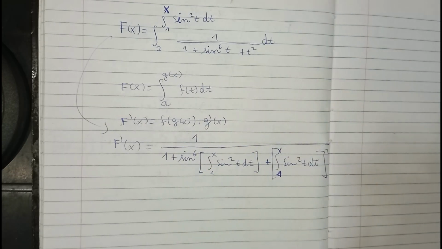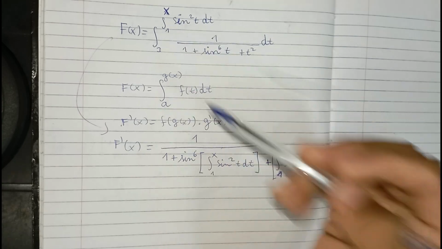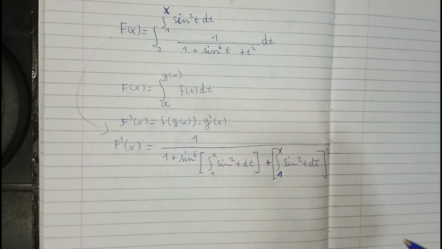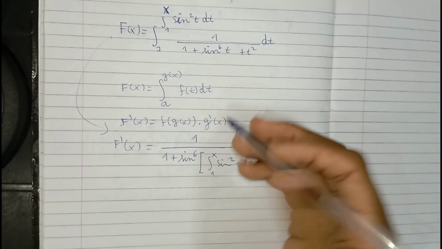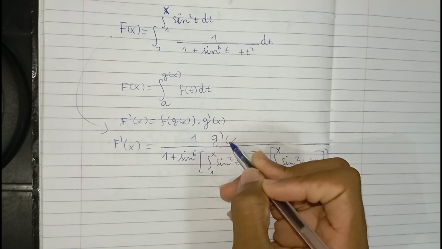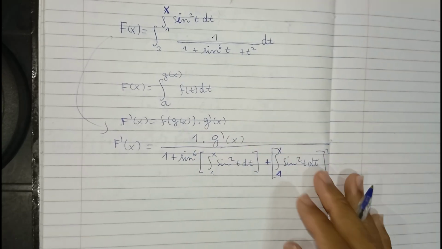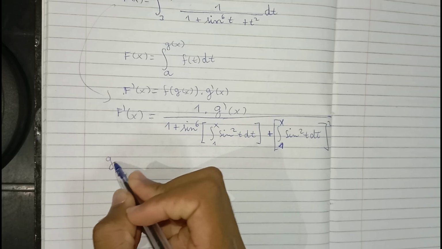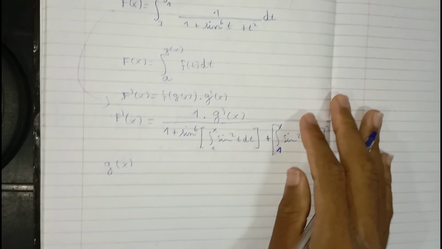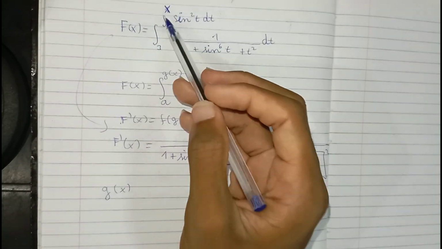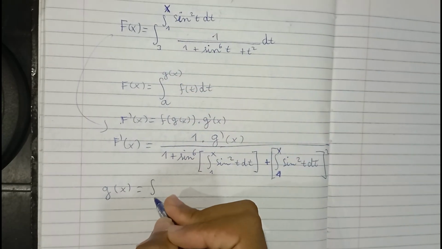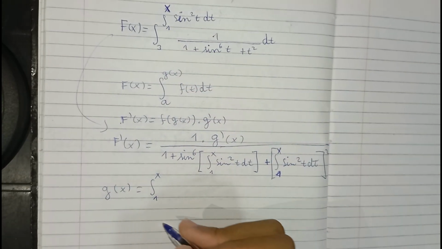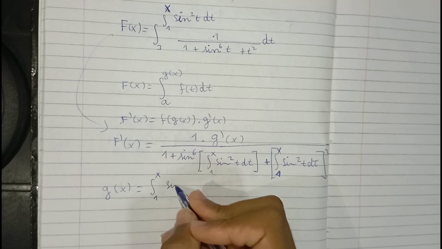We need to differentiate this, our g of x. So I'm going here just to put g of x because it's what I want to evaluate right now. So our g of x first is this integral, the integral from 1 to x of sine square of t dt.